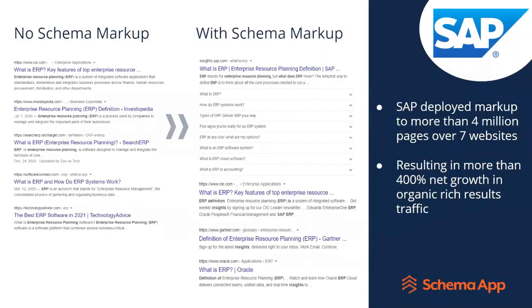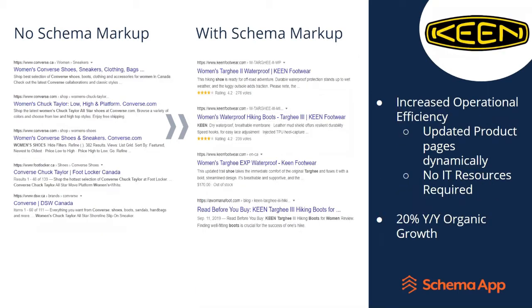Some examples from our own clients. In this case, SAP is leveraging FAQ-rich results to answer questions about ERP, Enterprise Resource Planning. What I love about this is that SAP is now showing up in search at the very earliest part of the customer journey. So they're now showing up when people are doing their initial research for the solution space that they're the experts in.